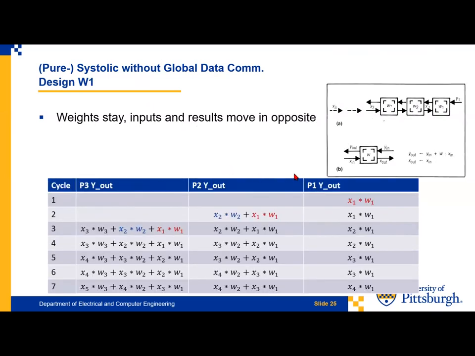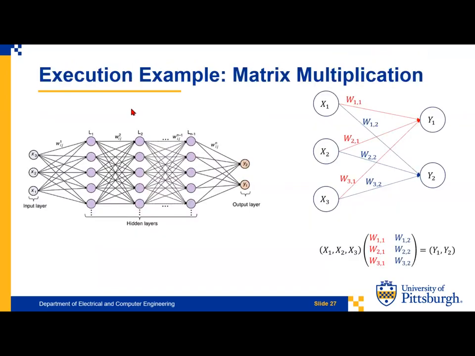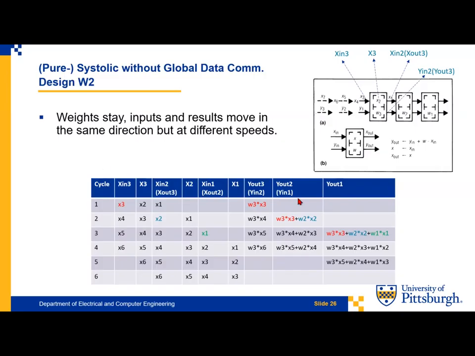Yeah, to solve the utilization problem, it is the same: the input and the result move in the same direction, but at different speeds. So this is the W2 design.